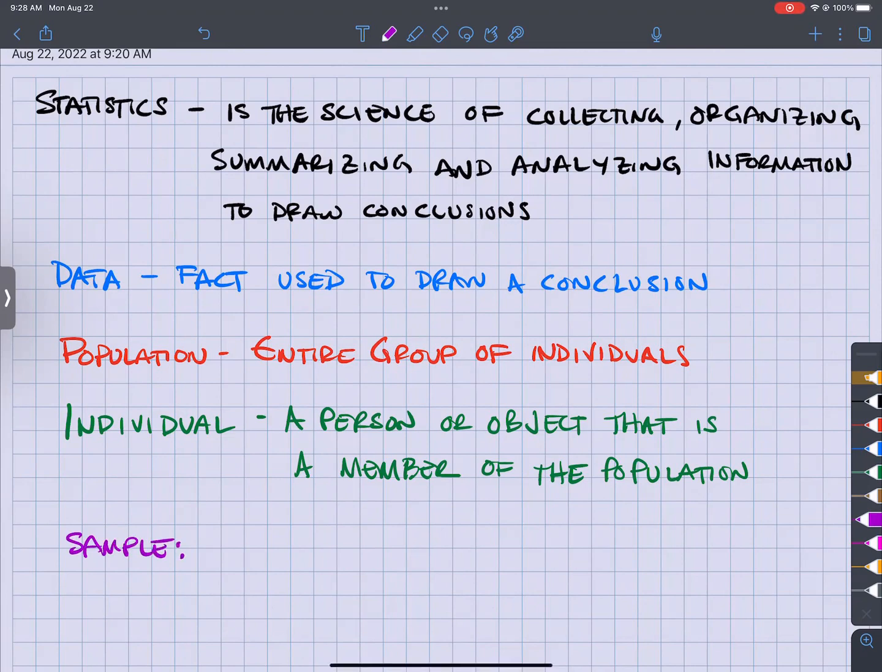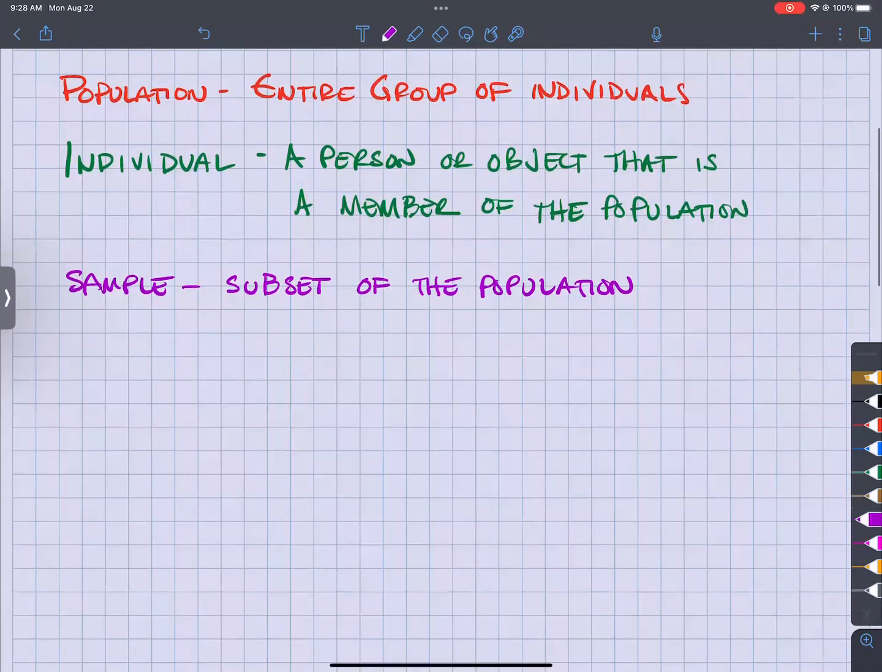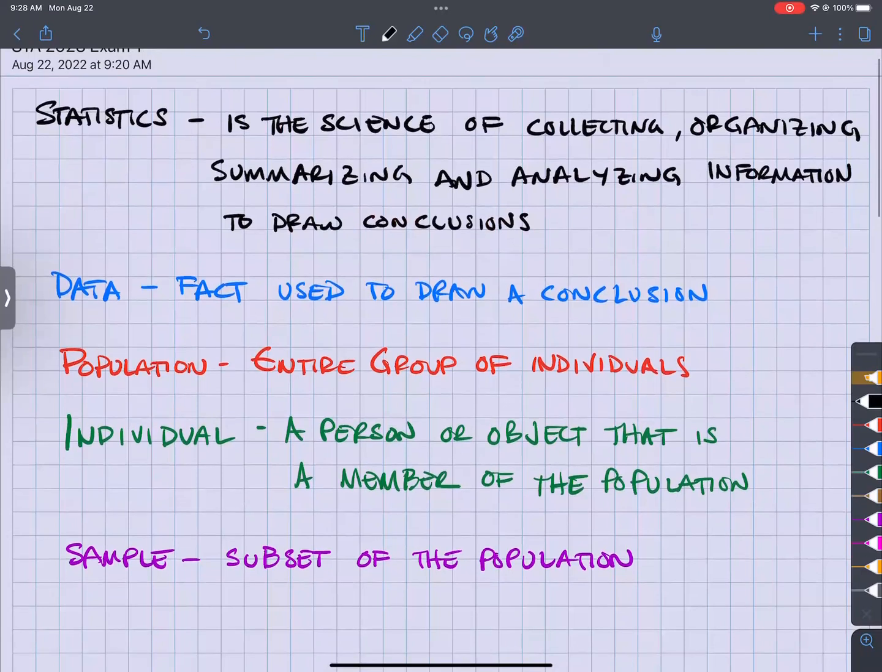Sample: a subset of the population. Here, let me do this before I let you guys take a picture of it in just a second. Okay, do one more question there before I let you guys take it. No, let's go ahead and do that. You guys need to take a picture, go for it. Okay.